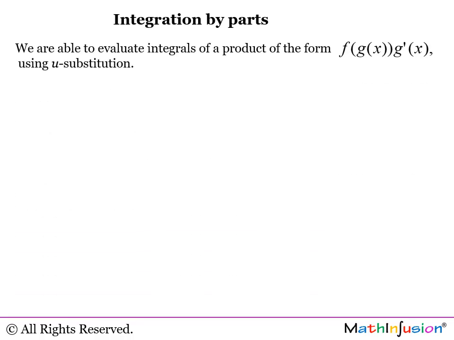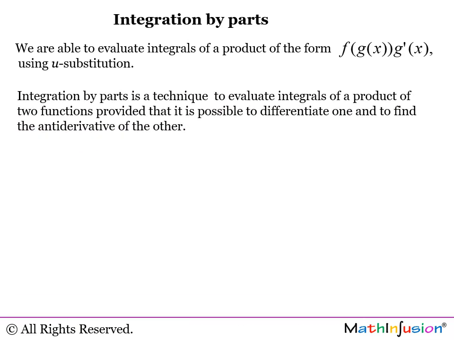We already know how to find the antiderivative of a very specific product, f of g of x times g prime x, using the u substitution. The question is, are there more products for which we can find the antiderivatives? And the answer is yes.